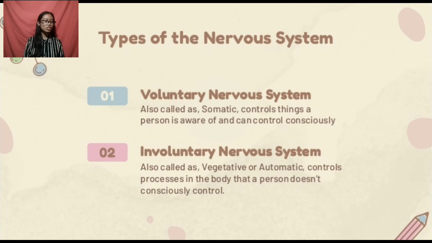So there are two types, which are the voluntary nervous system and the involuntary nervous system. So voluntary nervous system is also called somatic. It controls things a person is aware of and can control consciously. So examples of this are moving your head or stepping your feet. And under involuntary nervous system, we call it also the vegetative or automatic. It controls processes in our body that a person doesn't consciously control. And examples of this are the beating of our heart or the breathing in our lungs.